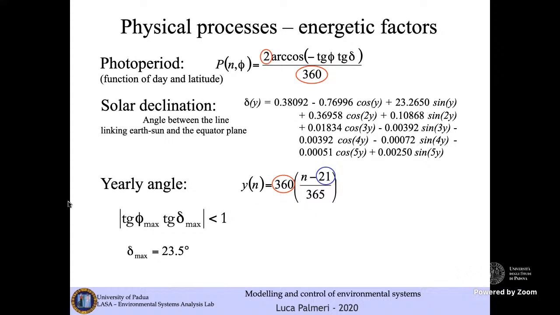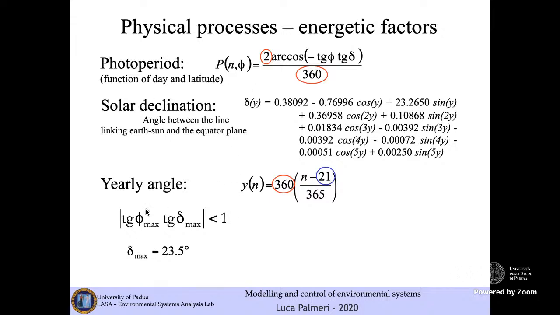Divided by 365. Then, if you look at what's happening on our planet in terms of latitude, you may look at this argument of the photoperiod function, that is the tangent of latitude multiplied by the tangent of the solar declination. So you may have a maximum value of the argument of the arccosine in the photoperiod function.